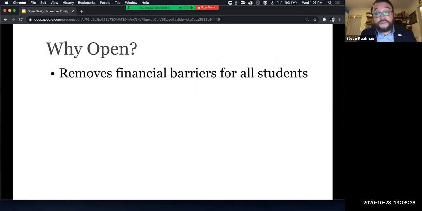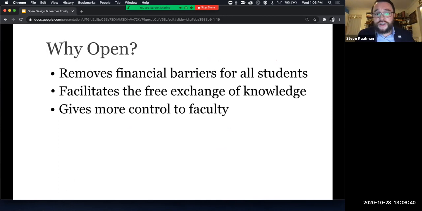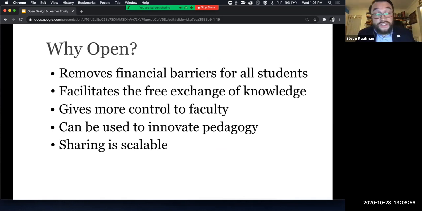Okay, so why open? Well, it removes financial barriers for all students. It facilitates the free exchange of knowledge. It gives more control to faculty because you can choose just components of open resources and adopt those for your class. It can be used to innovate with pedagogy, right? I can find things that exist that can be modified, bring that into my course, and put the students in the driver's seat. It's certainly scalable, right? If there's no additional cost for my course materials, I'm infinitely scalable, right?